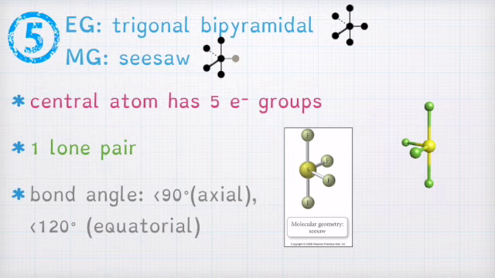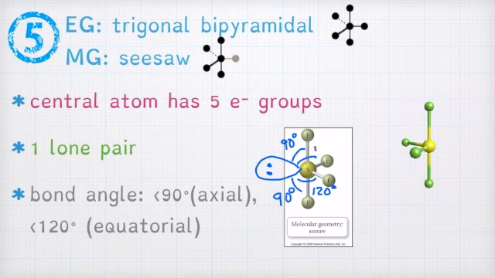Because there is a difference between the axial positions and the equatorial positions, it raises the question of which position a lone pair would be added to if one of the electron groups in the molecule is a lone pair. And for trigonal bipyramidal, the lone pair is always going to go on an equatorial position. The reason for that is if you have your lone pair on the equatorial position, it has 2 90-degree interactions and 2 120-degree interactions with other electron groups.